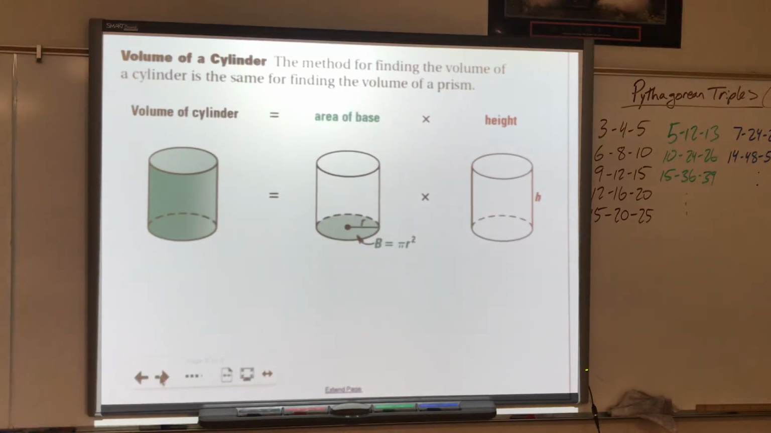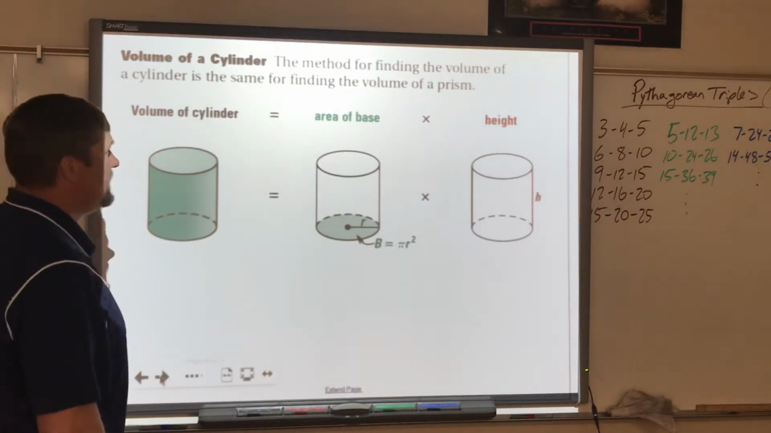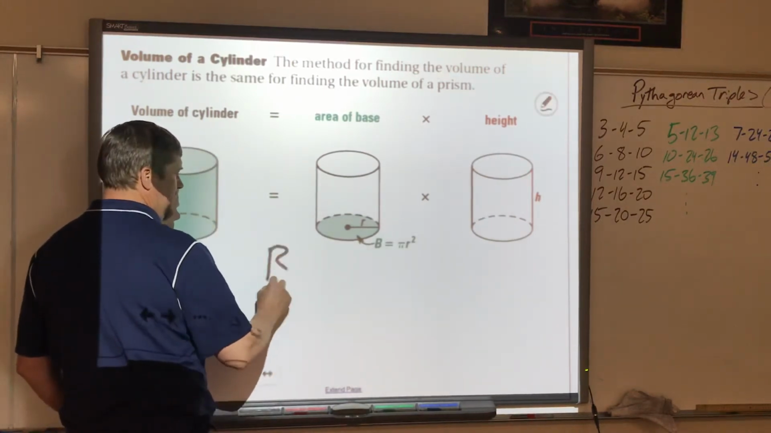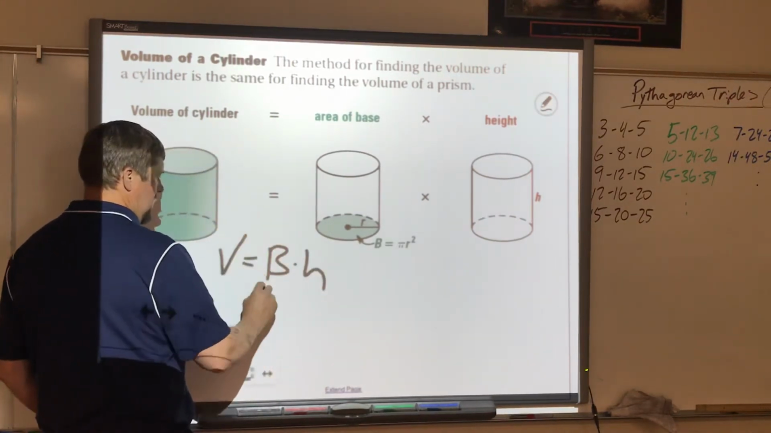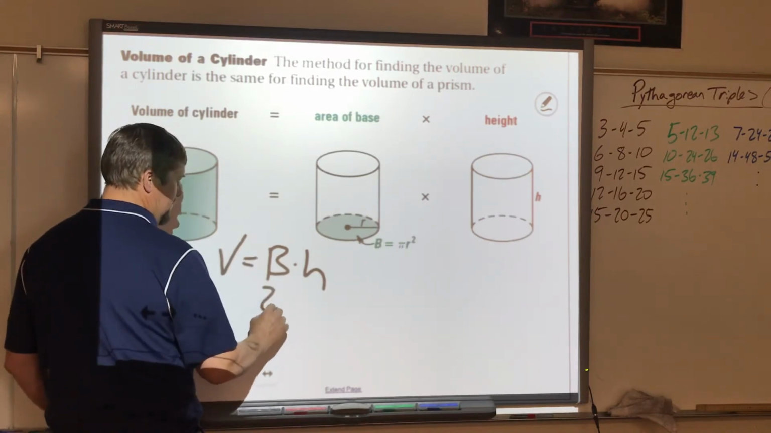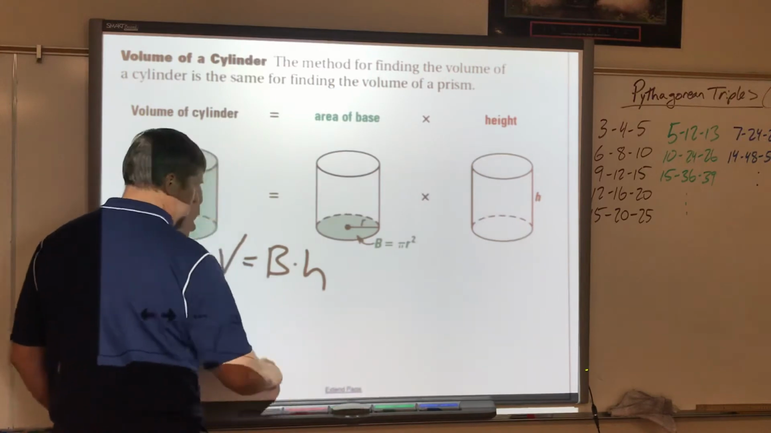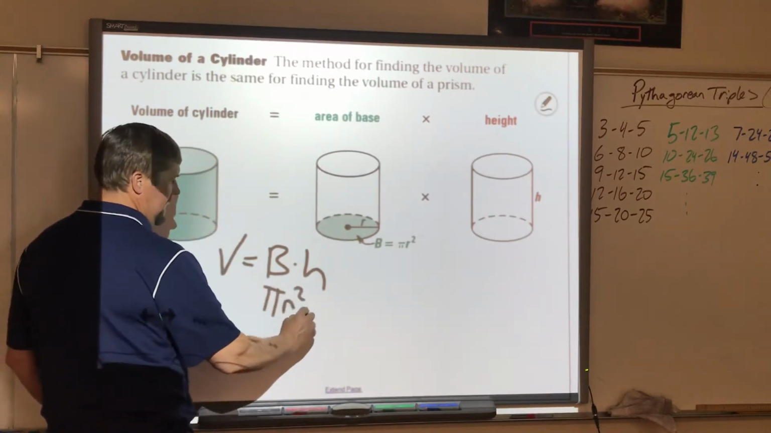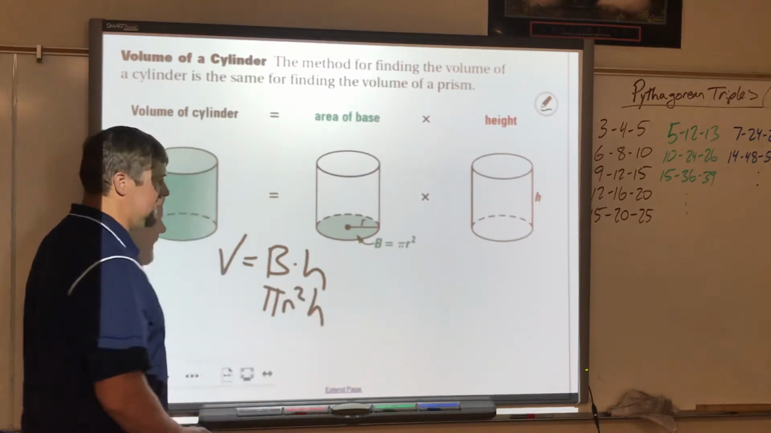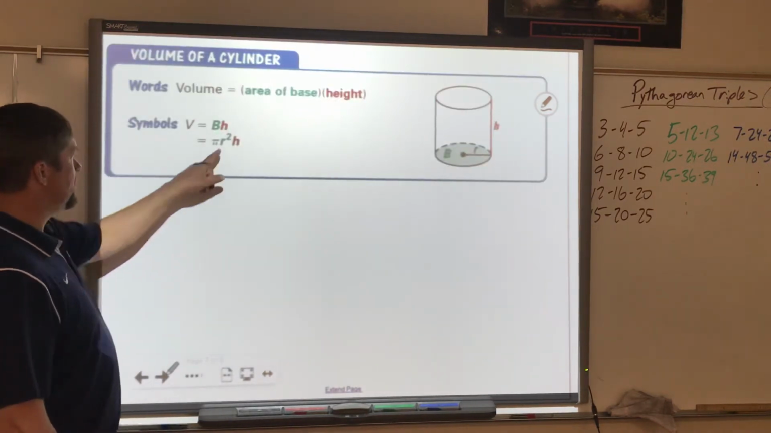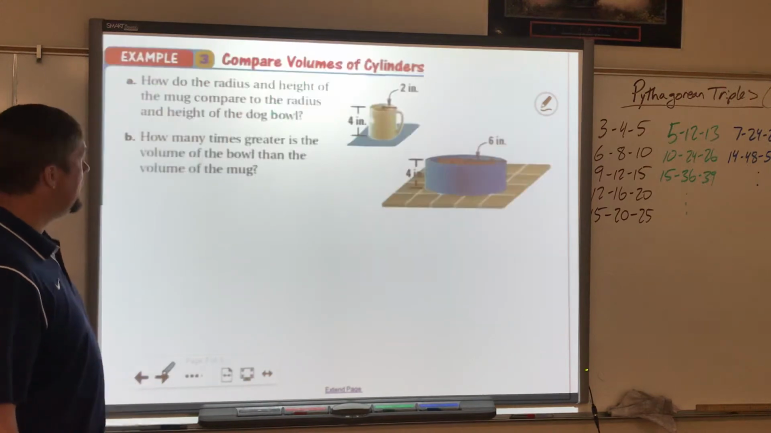Cylinders are almost exactly like that. It's the area of the base times the height. The area of the base of a cylinder is pi r squared, because it's a circle. So pi r squared times the height. That's the volume of a cylinder. That's what they have right here, pi r squared h.